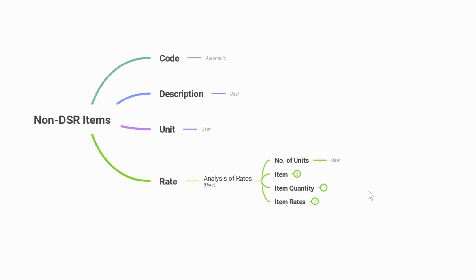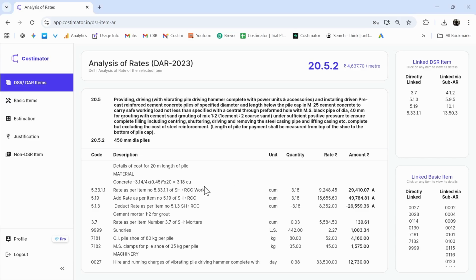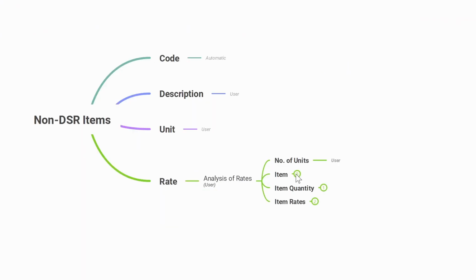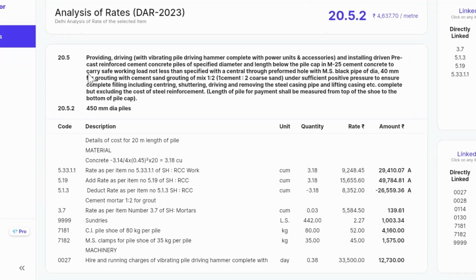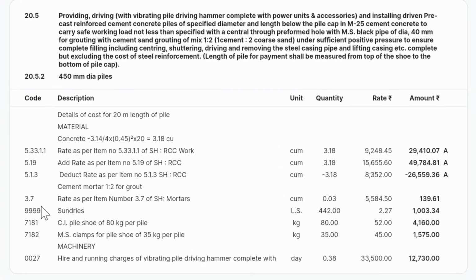Next up, we have the item itself. When it comes to any DSR item, a DSR item is built up of basically three things. So it is built up of either the basic item, the DSR item, or some descriptive text. Let's see that in example. So right here inside 20.5.2, you can see this item is made up of different basic items. 9999718171820027 and so on. It is also made up of different DSR items.